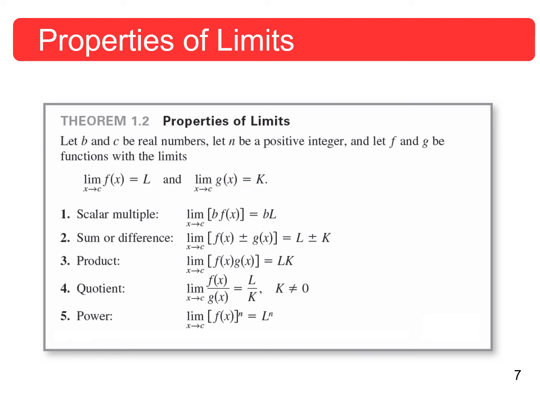So first, for the scalar multiple, if we want to evaluate the limit of the function f of x times b as x approaches c, you can just take out this constant here outside of the limit, and so therefore you have b times the limit of f of x as x approaches c, and then we know that the limit of f of x as x approaches c is just equal to L. So therefore the limit of b times f of x as x approaches c is just equal to b times L.